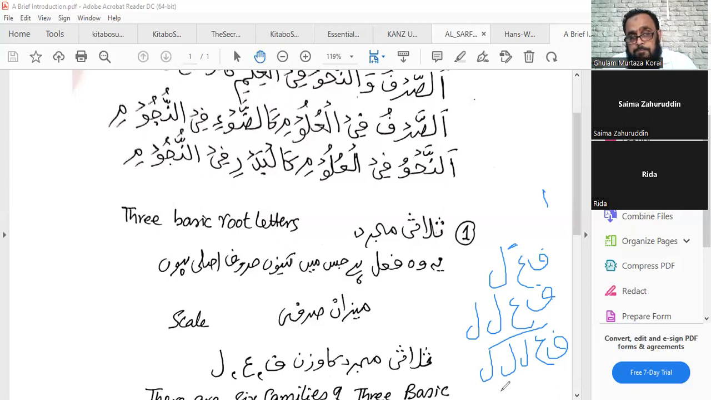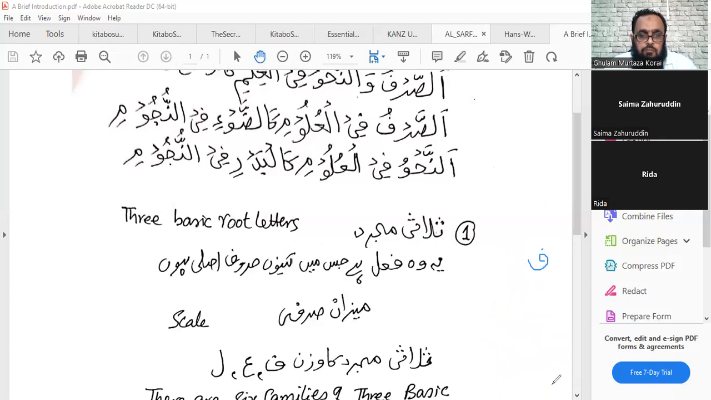And in khumasi we have five huruf asli. That means the mizan, or the scale, consists of five huruf asli. But if it is going to be mazid fi, then extra letters will be added to that. Until now, if you have any questions, please ask. Any questions?